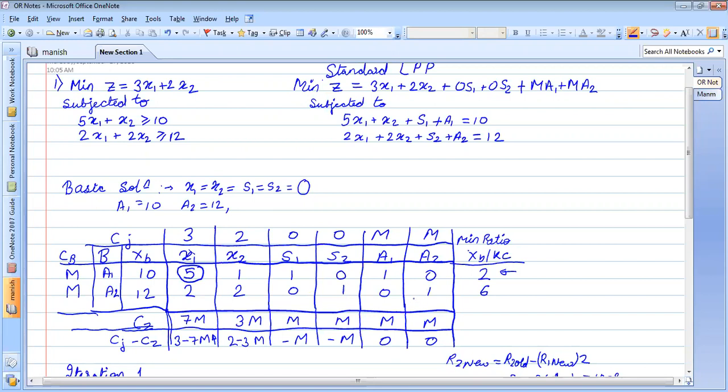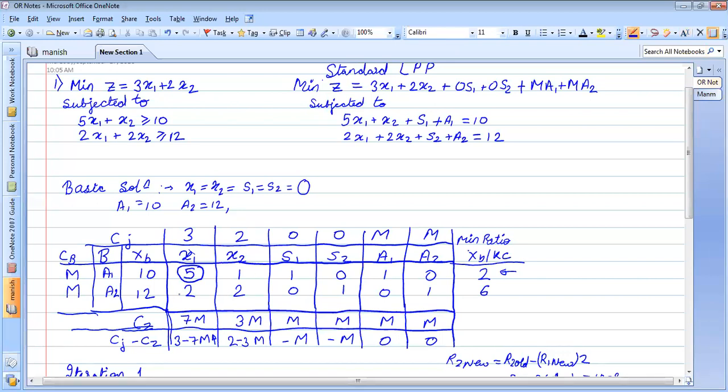Correct? Any doubts up to this point? No, sir. This whole procedure remains the same. There is no change up to this point. The only change that you can see up to this point is instead of having minus M, we have got plus M. The rest remains the same.